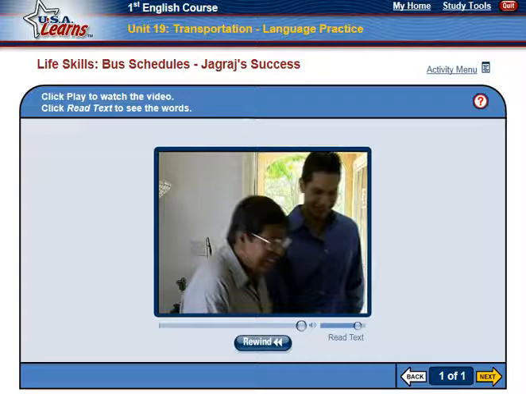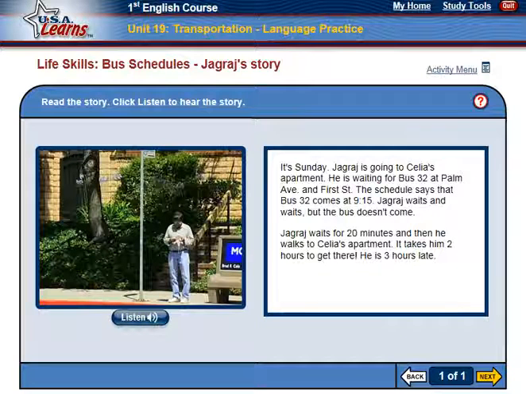It's Sunday. Jagraj is going to Celia's apartment. He is waiting for bus 32 at Palm Avenue and First Street. The schedule says that bus 32 comes at 9:15. Jagraj waits and waits, but the bus doesn't come. Jagraj waits for 20 minutes, and then he walks to Celia's apartment. It takes him 2 hours to get there. He is 3 hours late.